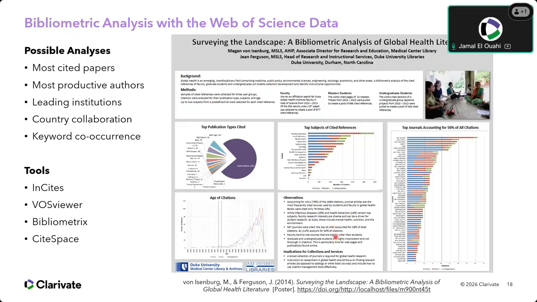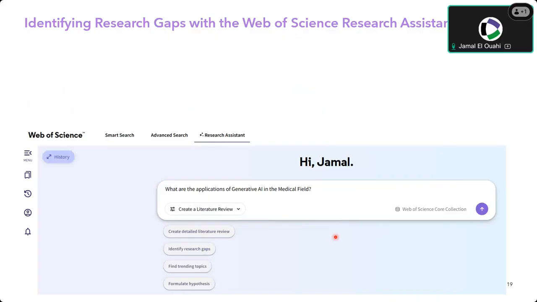Now I want to speak about the research assistant. There's an interesting tool that is quite powerful, where I simply ask the question, what are the applications of generative AI in the medical field? And then I follow the steps. This is what is called agentic AI. So it goes step by step.